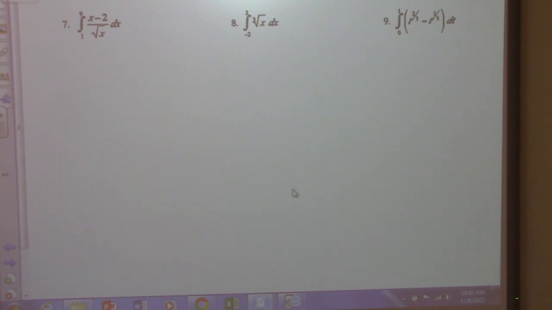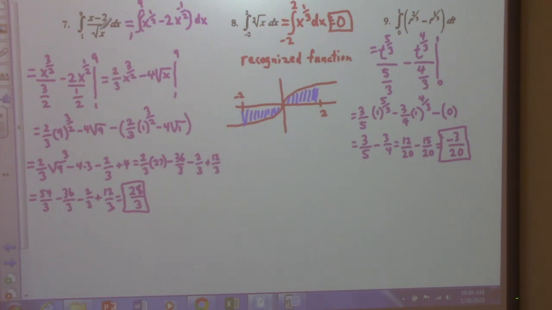So this is the answer key that shows these worked out. And here's number 7. Answer ends up being 28/3. 8's really easy if you recognize this function, the cube root function, being symmetrical like it is. This area below the x-axis cancels this area to the right above the x-axis, and then number 9.